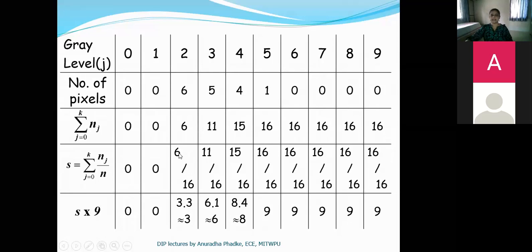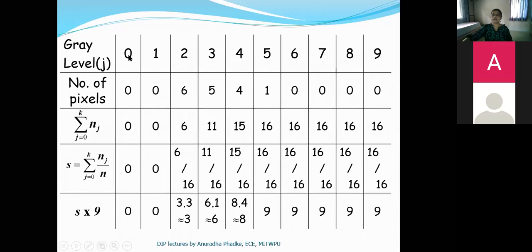So when you multiply 6 by 16 by 9, you get 3.3. Now, whenever we are using digital images, we need to round these values to the integer range. Okay. So round it to the closest integer. So 3.3 is replaced by 3. 11 by 16 times 9, that is 6.1, is rounded to integer 6. 15 by 16 times 9, that is 8.4, is rounded to 8. Okay. So these are your new gray values for the original gray values.